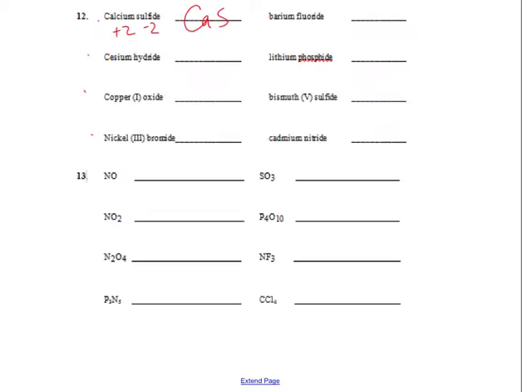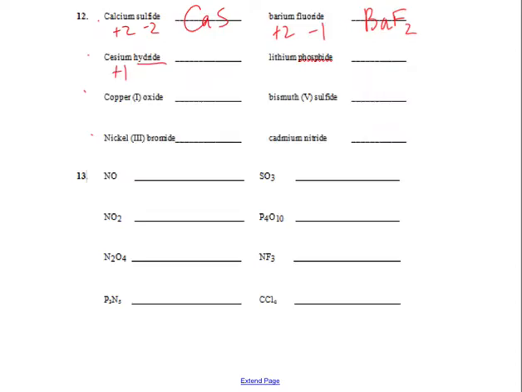CaS. We're going to fly through these. Barium is, I meant the charge, sorry. Barium's +2. Fluoride is -1. So what's the formula? BaF2. Cesium is +1.